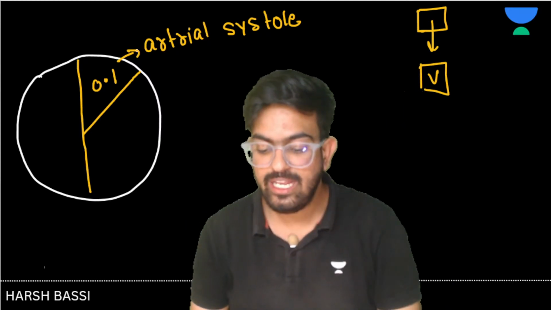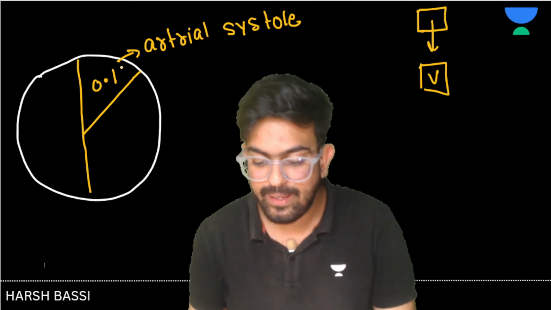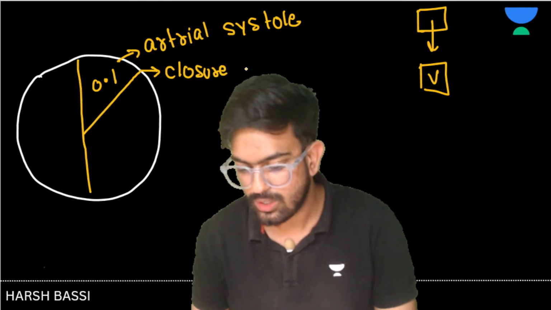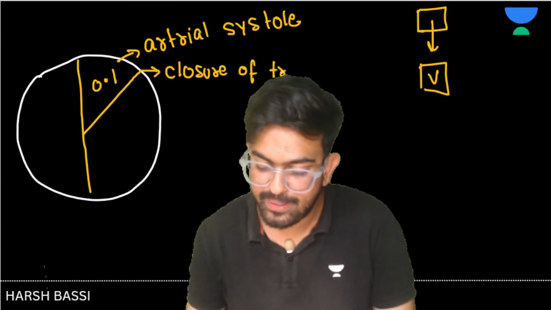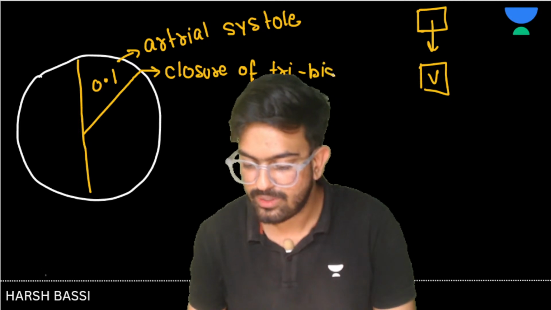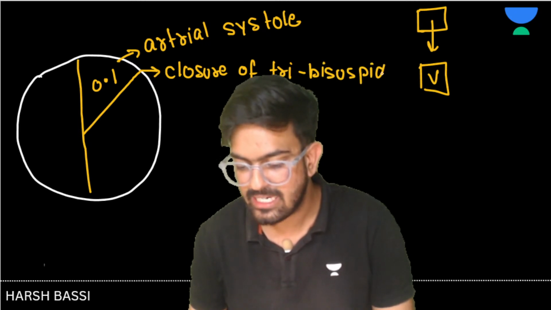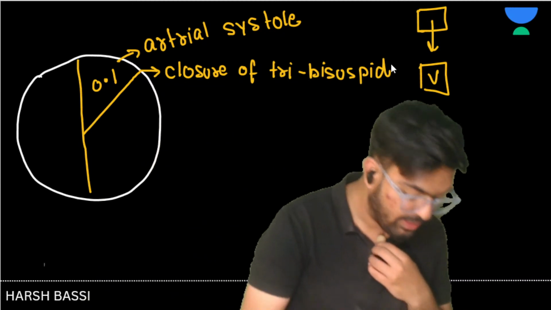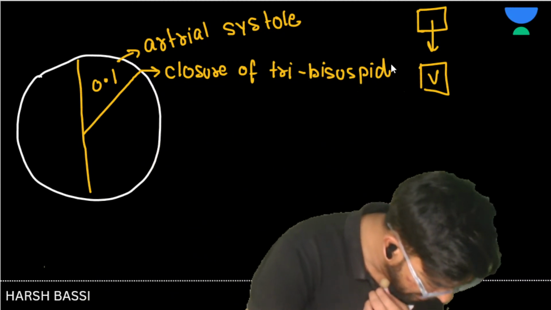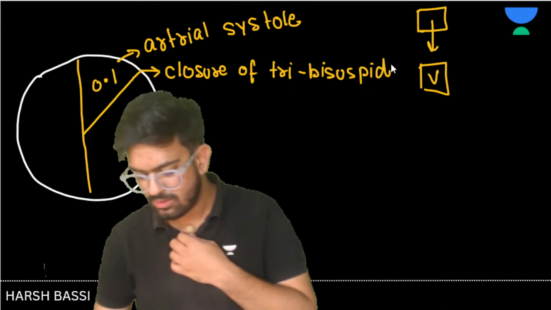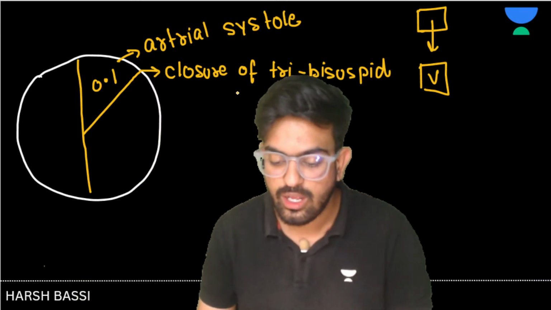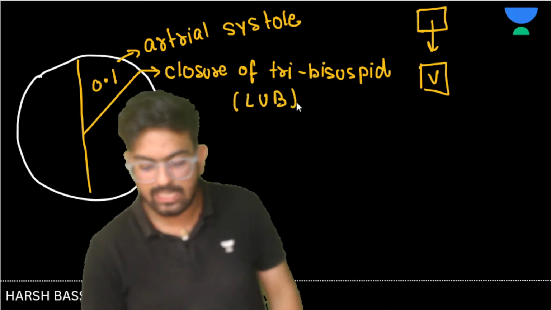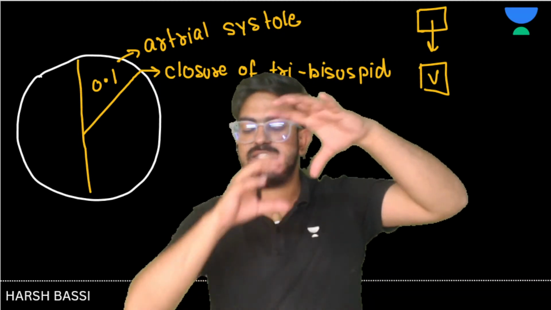यस और नो? तो यहीं पे क्या आएगा? यहीं पे closure of tricuspid and bicuspid valve. Yes or no? Clear? And this will give us the first heart sound. This will be giving us what? First sound, which is the lub sound. Clear? Okay, now again just imagine this.